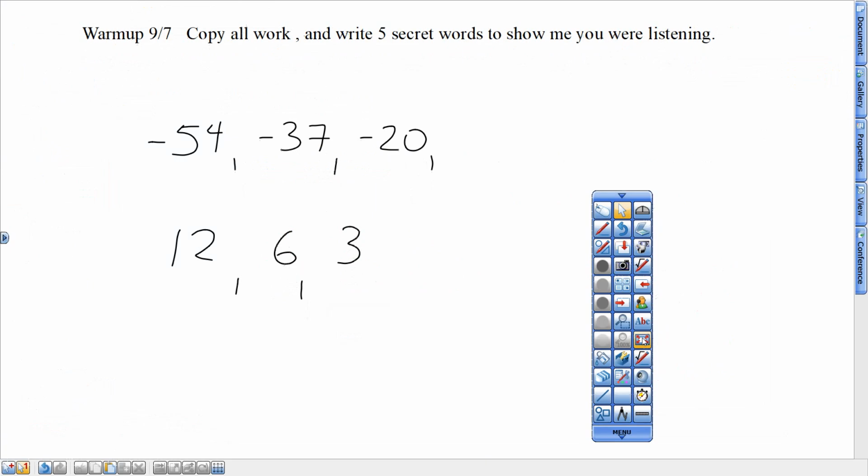Okay, this is the warm-up for 9-7. Copy all of this work. Hopefully you have a piece of graph paper. Copy the 5 words to show me that you listen. Please do not share these words with anybody.